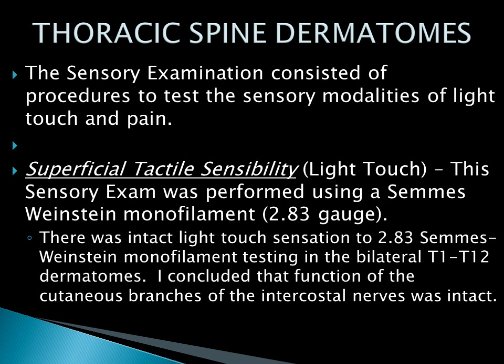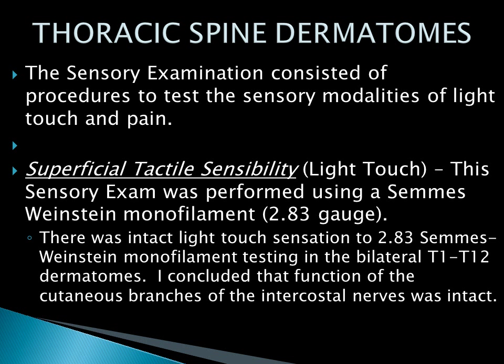So with thoracic spine dermatome testing, again, we use a Semmes-Weinstein monofilament, 2.83 gauge, and if that is too small to be detectable by the examinee, it may be necessary to use the next higher or the next stiffer monofilament, because sensory receptors are not as densely populated in thoracic spine dermatomes as they are, for example, in cervical spine dermatomes.